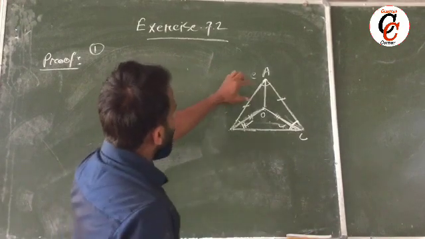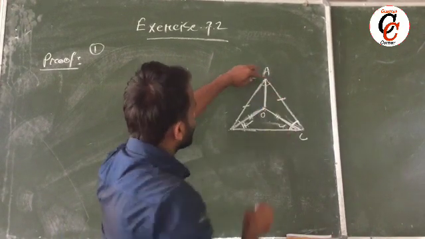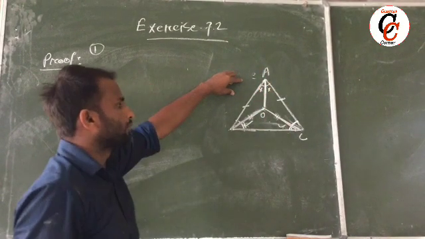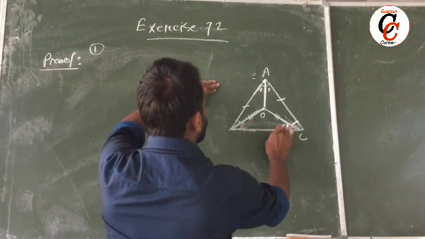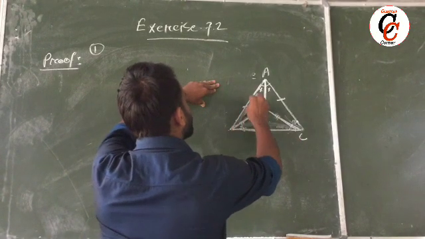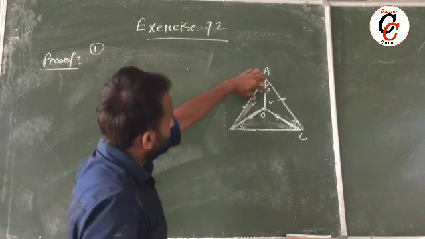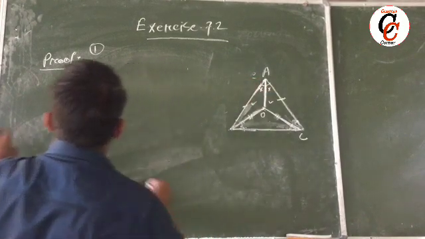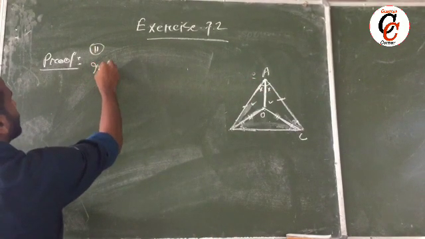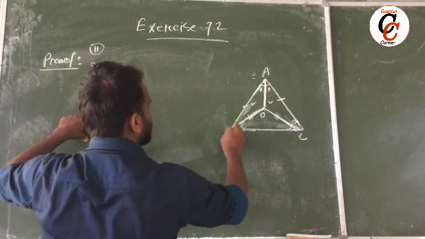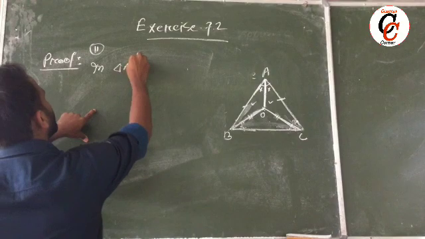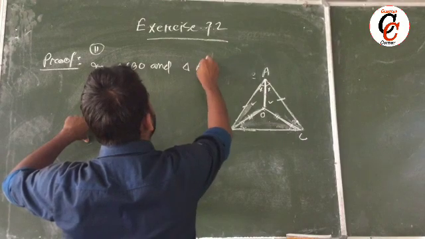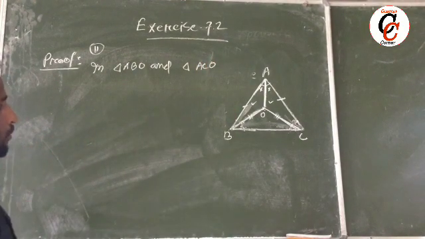Number 2 is that we need to prove that OA is the bisector of angle A. That means this angle and this angle we need to prove equal. For that we have to take these two triangles. If we can show them congruent, then the corresponding angles will be equal. So number 2, in triangle ABO and triangle ACO, what parts are equal?